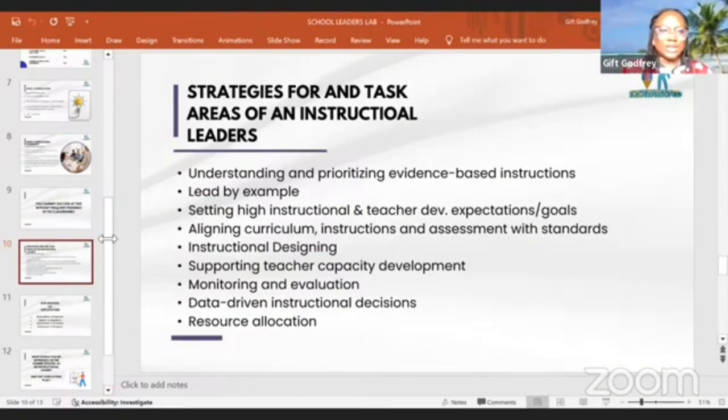What are these strategies? The first is that you need to understand and prioritize evidence-based instructions. Note that I didn't just say instructions or teaching and learning or pedagogy. I used a description. Evidence-based, please write this down. Evidence-based instructions. What are those? They are tried and tested instructional approaches. That means that as a school leader, you need to understand the science of how instructions work.